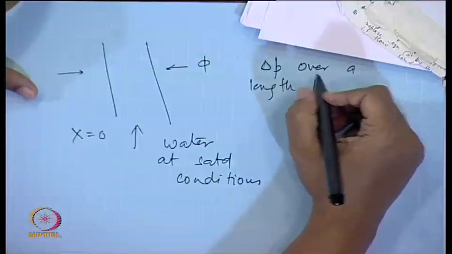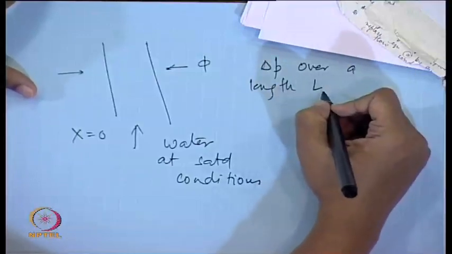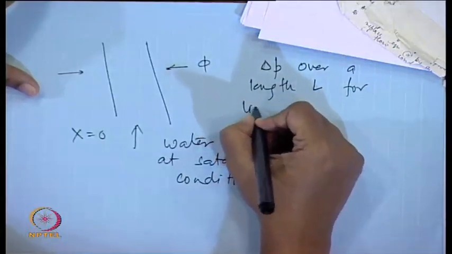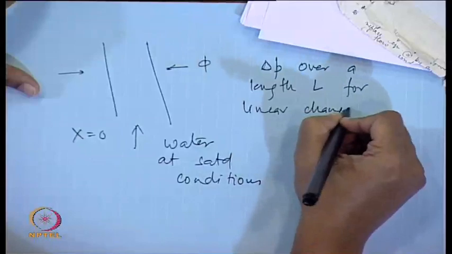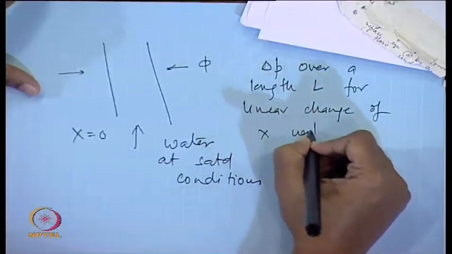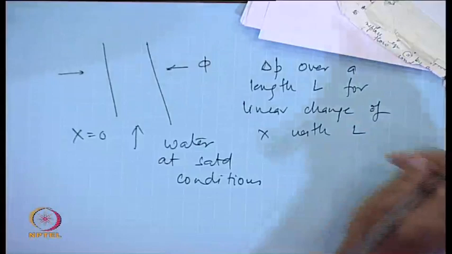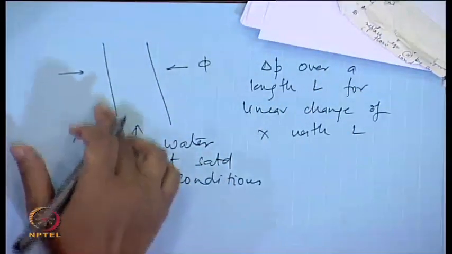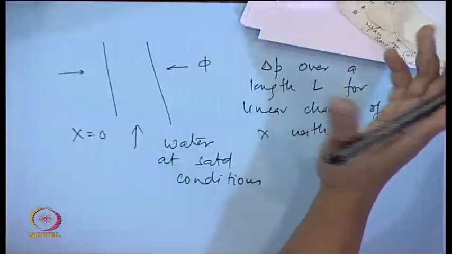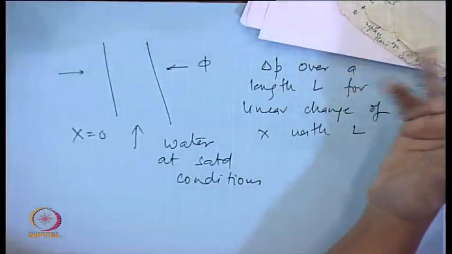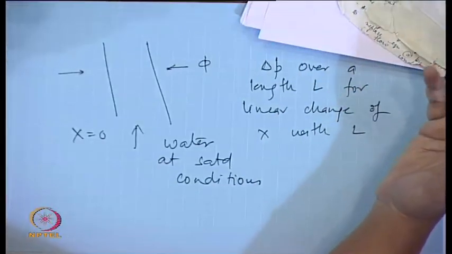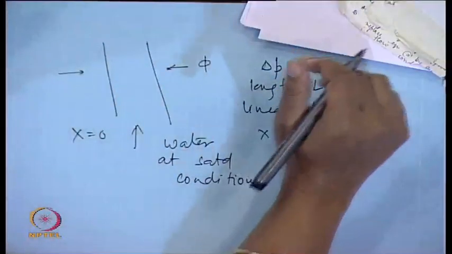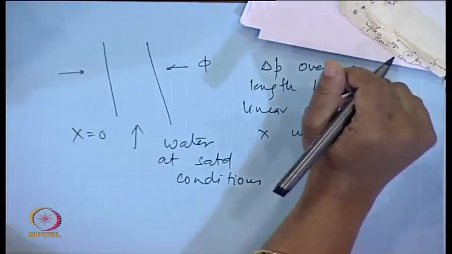delta P over a length L, for linear change of x with L. Is my question clear to you? My question is that we have a vertical pipe, vertical pipe implying that more or less all your gravitational force, frictional forces, acceleration forces, all of them are there, agreed. And in that particular vertical pipe, I have introduced water under saturated conditions.